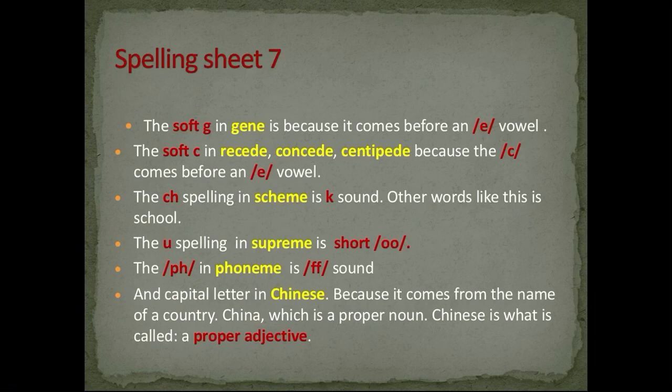The a spelling in supreme is a short u. It's not u and it's not o. It's u, su, supreme. Okay. The ph in phoneme is actually an f sound. Okay, it's phoneme, it's an f sound. And the capital letter in Chinese, because it comes from the name of a country, China, which is a proper noun, Chinese is what is called a proper adjective. Okay, we call it a proper adjective because it's coming from a proper noun.